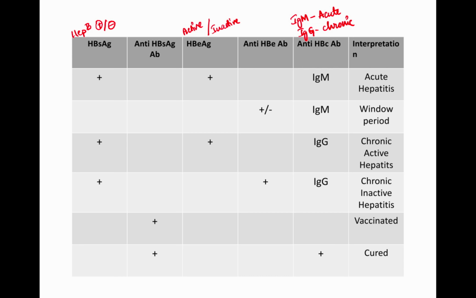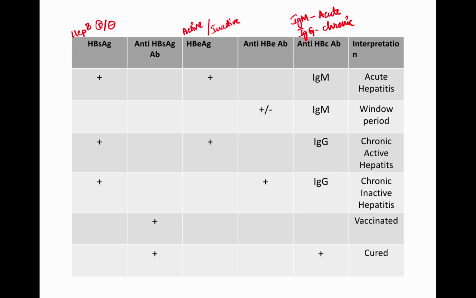Look at the second one: there are no surface antigens, no envelopes, only the core is present, which means the person has already got infected but is in the window period, because he is having the antibodies, right? So he is in the window period.